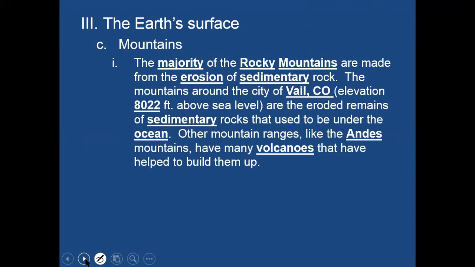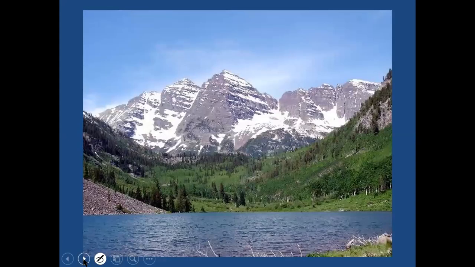Most mountain ranges that we have on Earth are formed from erosion. For example, the Rocky Mountains that we have in Colorado are eroded remains of sedimentary rocks that actually used to be under the ocean. But if we wanted to look at a different example, here's our Rocky Mountains.